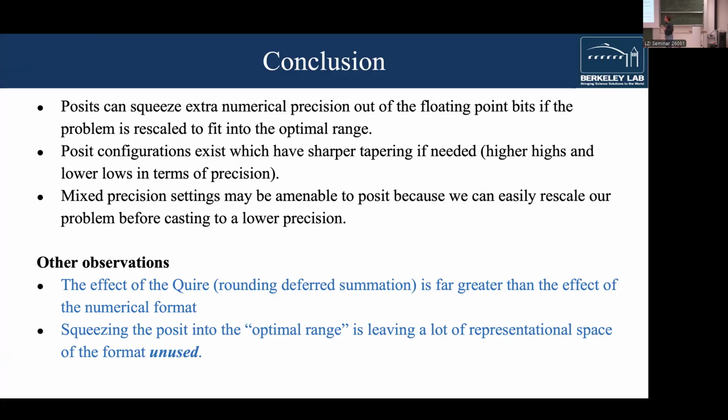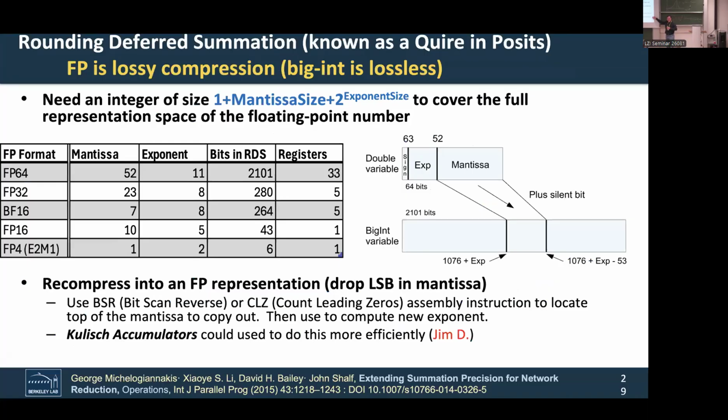So he invokes the quire, but we're like, but the quire could also benefit IEEE floating point arithmetic. So we thought it was kind of an unfair comparison to have the quire for the posits and not have it for IEEE. So we conducted all of our tests without allowing a quire, and so it was marginally good. And when you compress into the optimal range, we're leaving a lot of representation space unused. So maybe there's even more advantage if you do some numerical analysis.